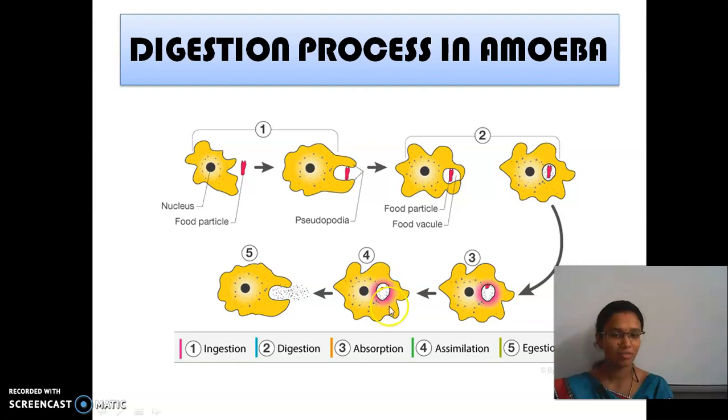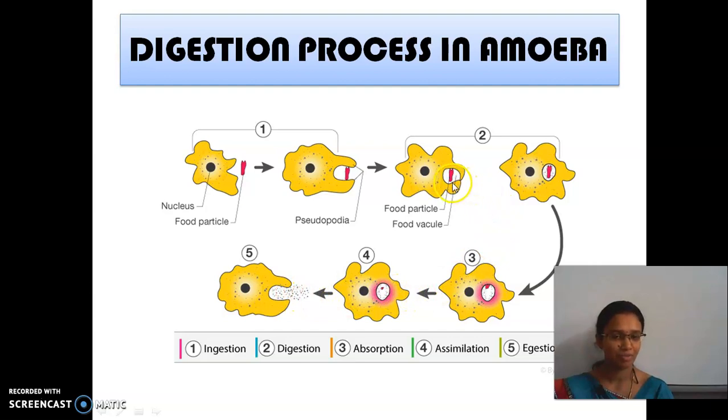Assimilated. So the absorbed food is given to the other parts of the body for other purposes, like what? Maintenance of the body, growth, etc. And then the waste things are expelled out.